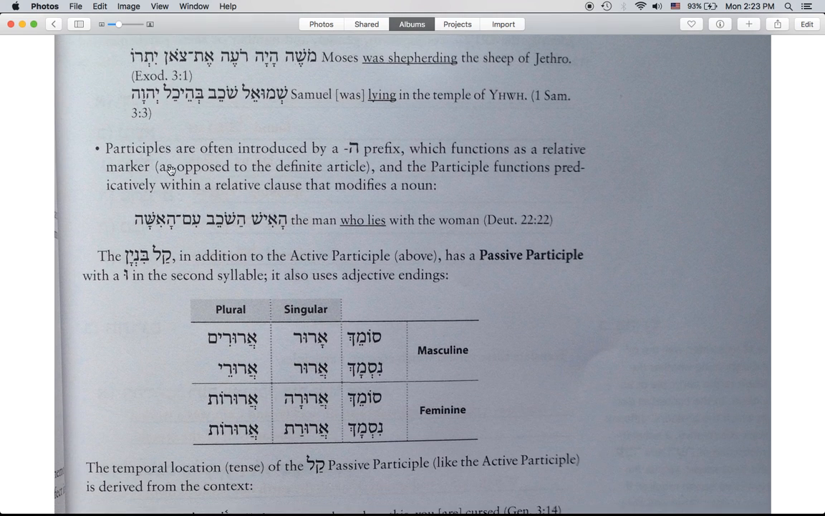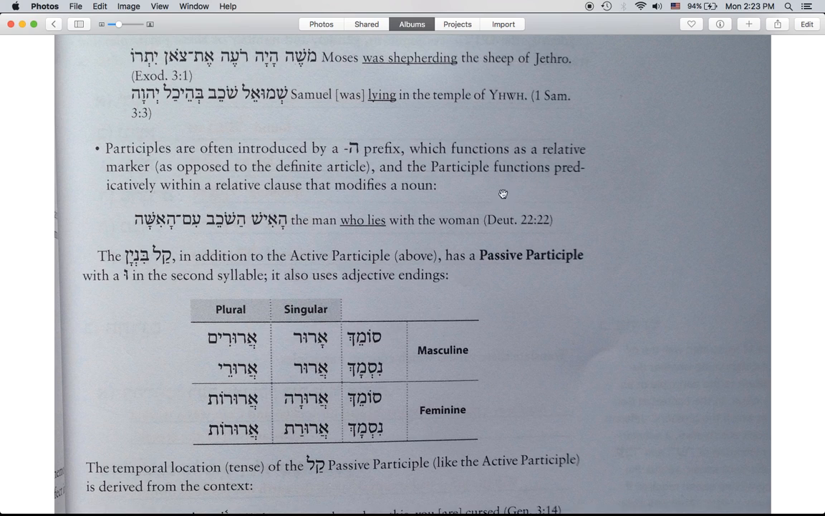A little more on participles. Participles are often introduced by a he prefix, which functions as a relative marker. So it can be translated as who or what. So it can kind of look like the definite article, but it's not here. Definite articles won't get attached to participles. The he prefix can be attached, taking the place of words like asher, which we would normally see functioning as the relative, but here the he is functioning as a relative.